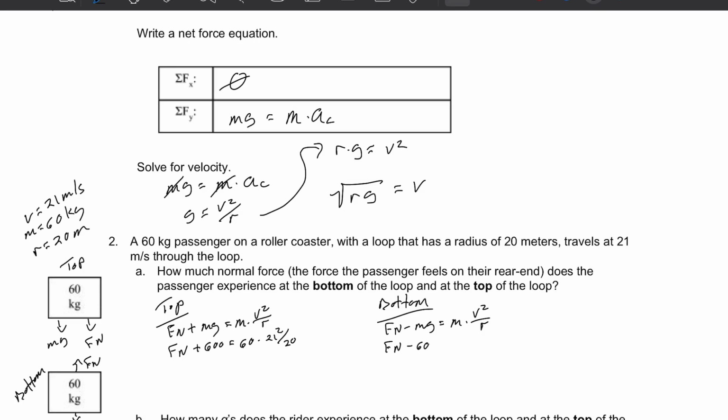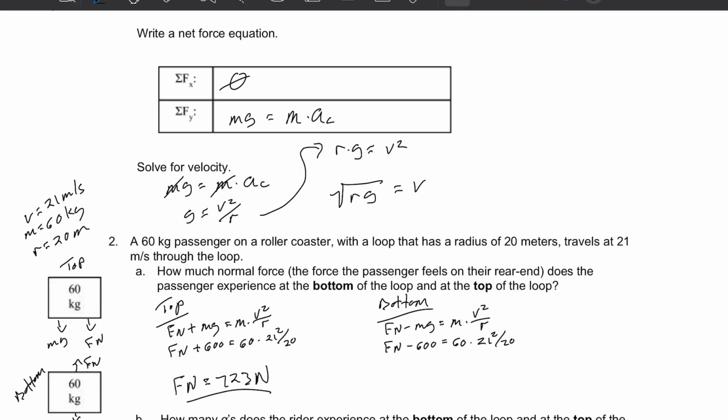On the other side, identical, but instead of adding 600 on the left side, we're going to subtract 600 on the left side. When I put this in my calculator, I kind of work it backwards, I think, but I did 21 squared divided by 20, and then I multiplied by 60, and then for the top, I subtract 600 over, and on the right, I did almost the same thing, 21 squared divided by 20, and then I multiplied that by 60, and then I added 600 to the other side.